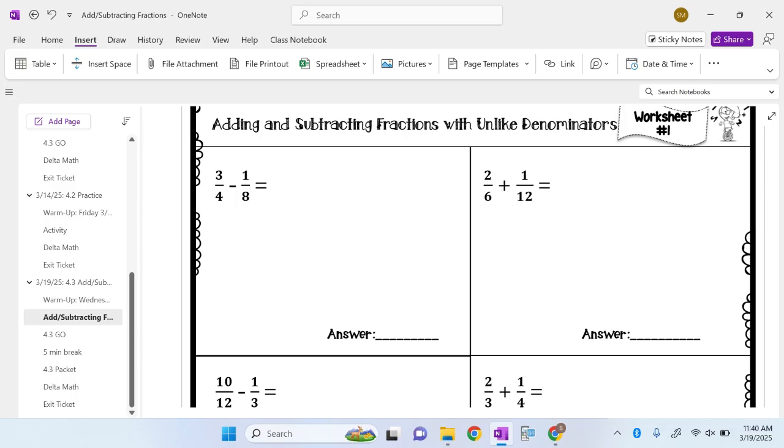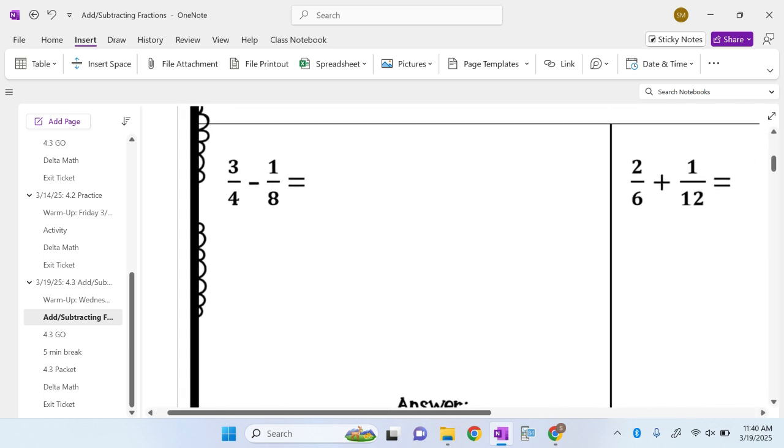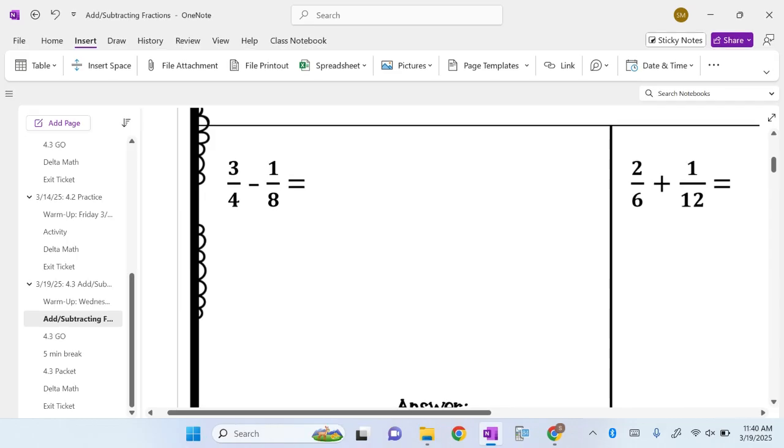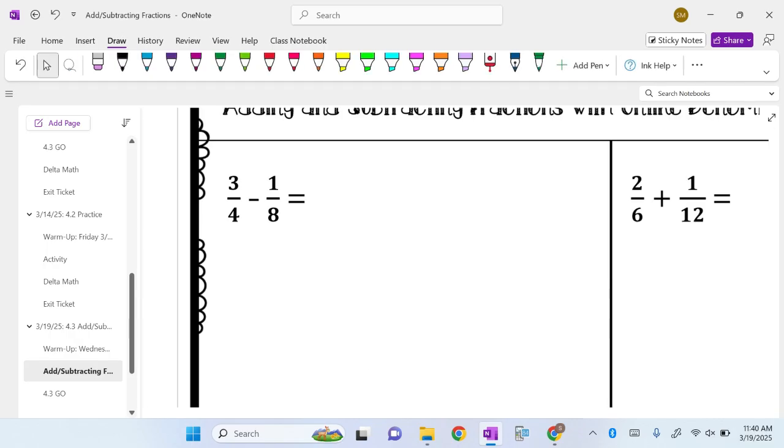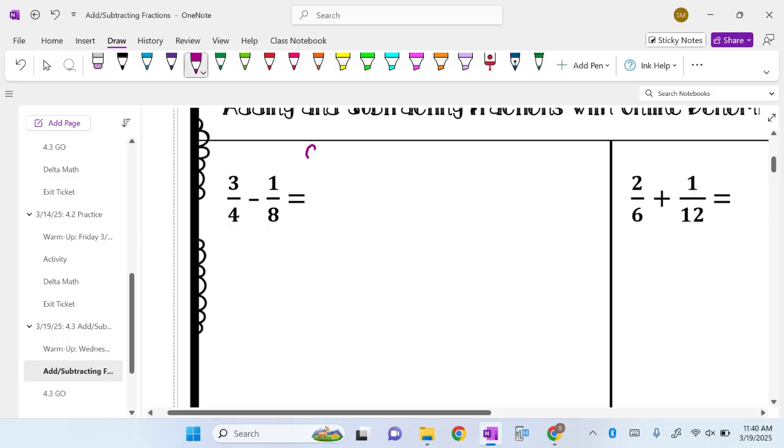So let's look at the first one. So 3/4 minus 1/8. All right. When we add or subtract fractions, what's the one thing that we have to have? Maddie, common denominators. All right. So this is all about common denominators. So you'll find that when we do rational functions, that's the same thing. You need a common denominator.